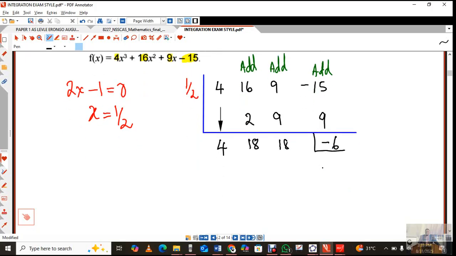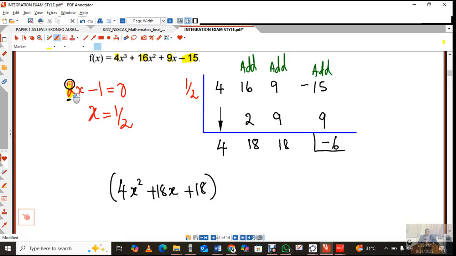Now, what you need to do is you need to take that answer, okay? You need to take that answer because you have this 2 over here. You need to take that answer 4x squared plus 18x plus 18, and you need to divide it always by this number.